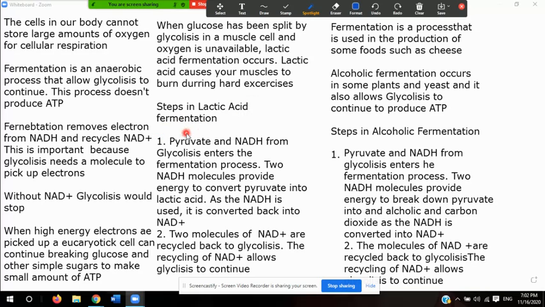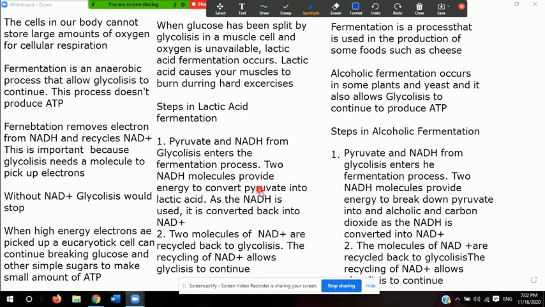Steps in lactic acid fermentation. So here we're going to talk about the 2 steps. Now, this is a summary. Lactic acid fermentation is a much more complex process, but we're going to talk about the summary of lactic acid fermentation. So the first step is that pyruvate and NADH from glycolysis enters the fermentation process.